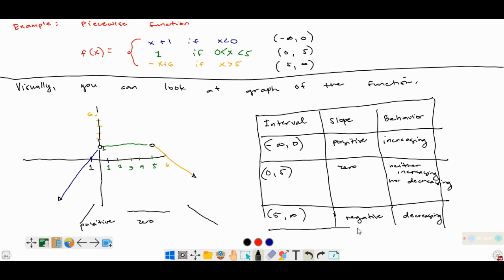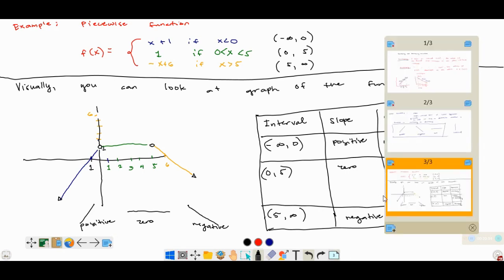So, that is how you check for the behavior of your function visually. So, graphically, ganyan tayo mag-examine. All you have to do is to take note of the different kinds of slope that we have for linear functions. Alright, let's go to the next part.